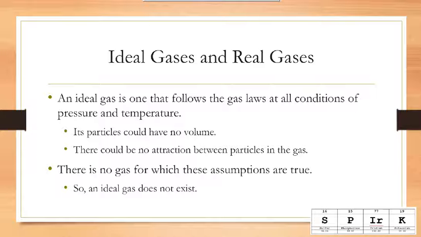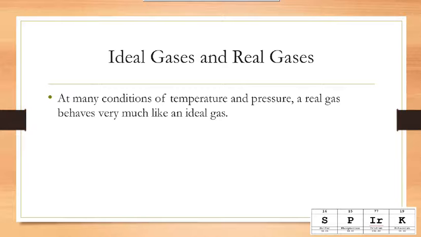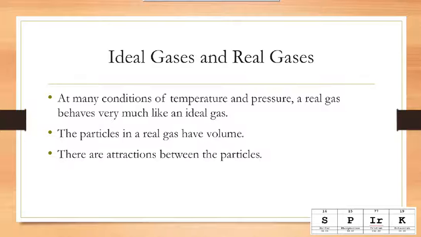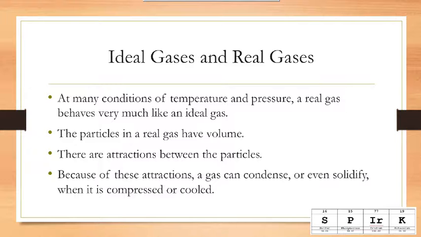There is no gas for which these assumptions are actually true. So an ideal gas does not actually exist. But they help us predict so many things about the conditions of real gases. So at many conditions of temperature and pressure, a real gas behaves very much like an ideal gas. The particles in a real gas have volume, and there are attractions between the particles.